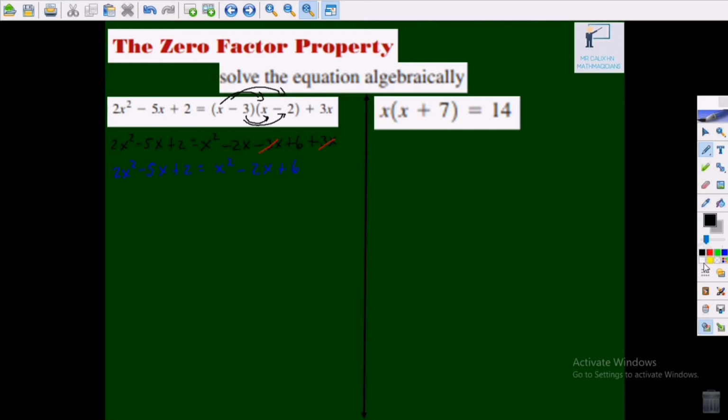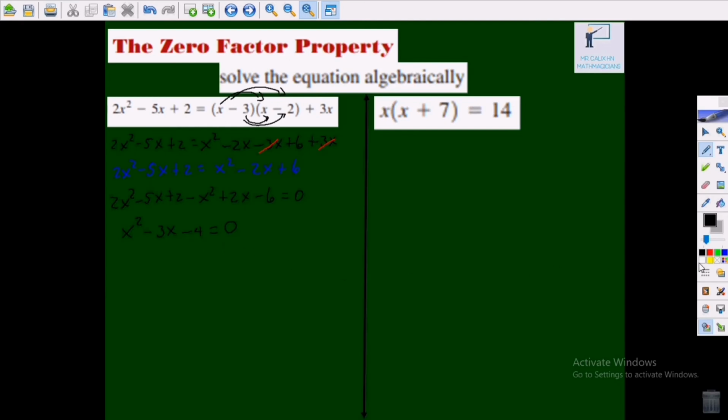We isolate and leave everything equal to 0. 2x squared minus 5x plus 2. We move all the numbers from the right to the left, changing their signs. We continue solving now by adding like terms. 2x squared minus x squared is x squared. Negative 5x plus 2x will be negative 3x. And 2 minus 6 is negative 4, and this is equal to 0.